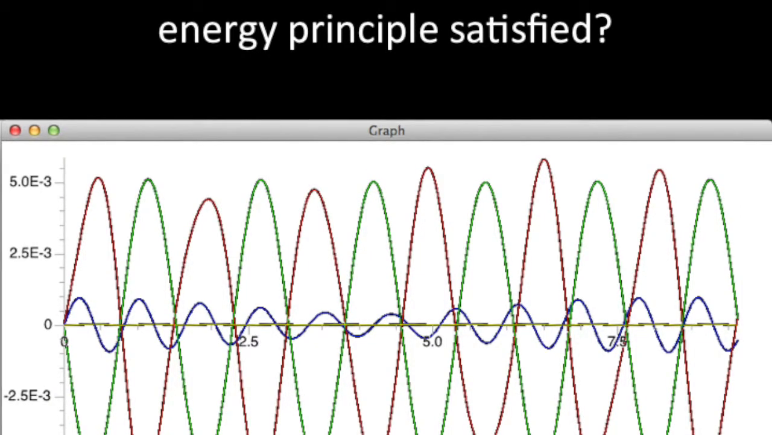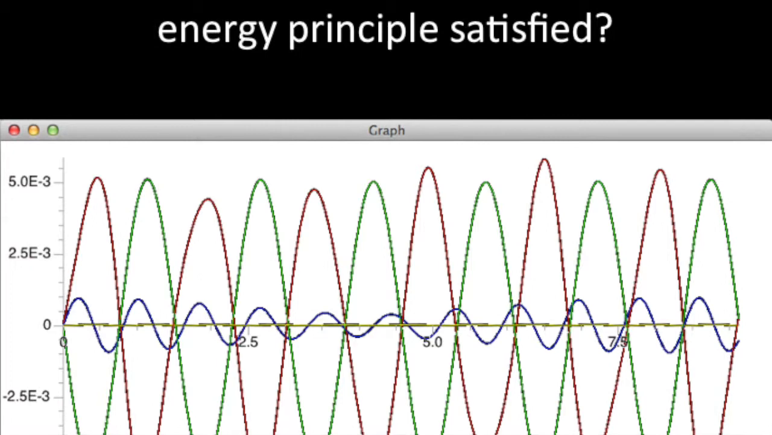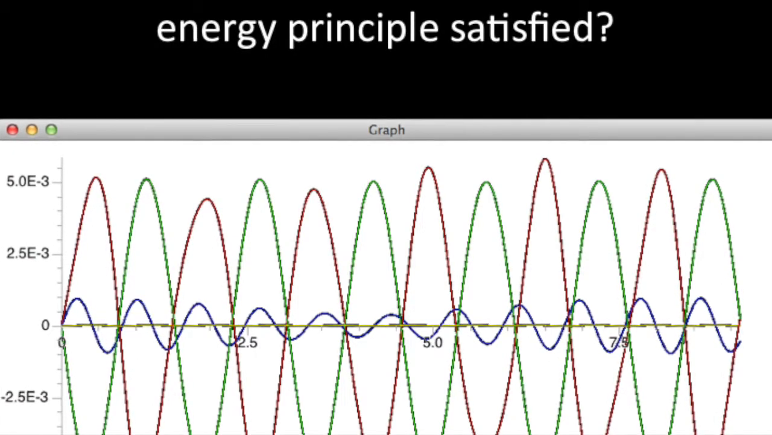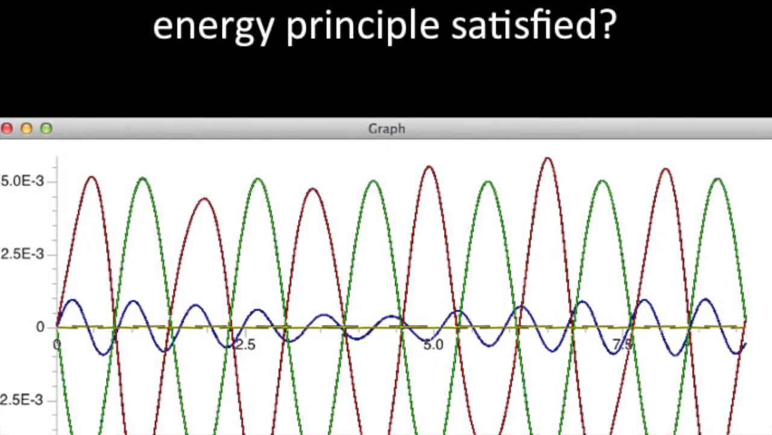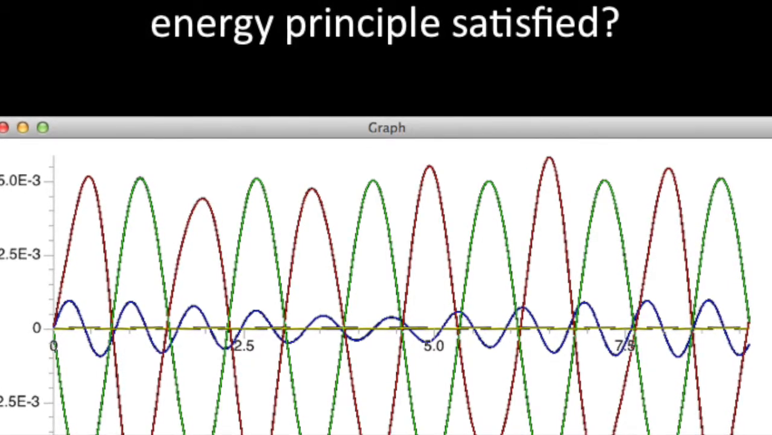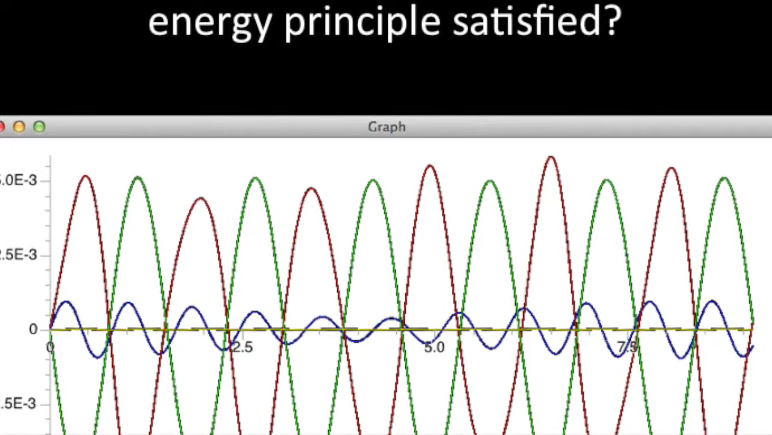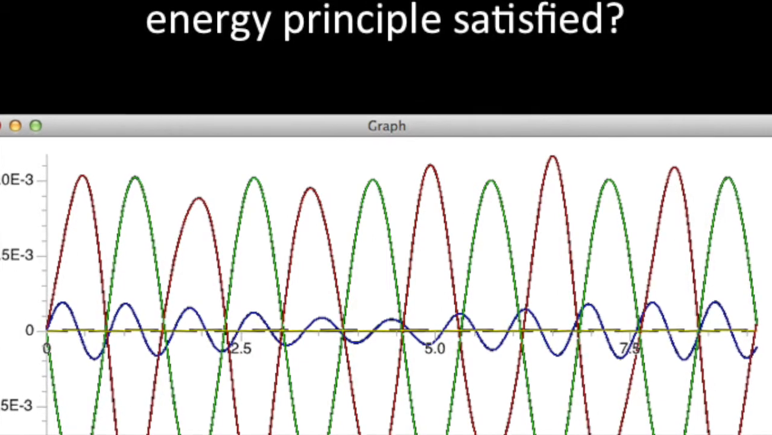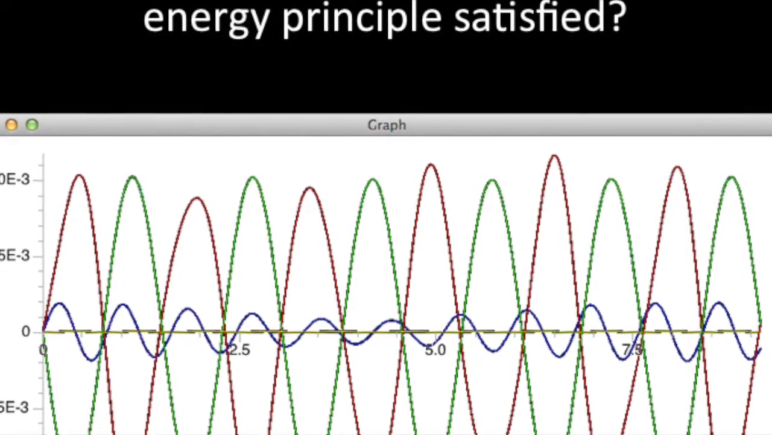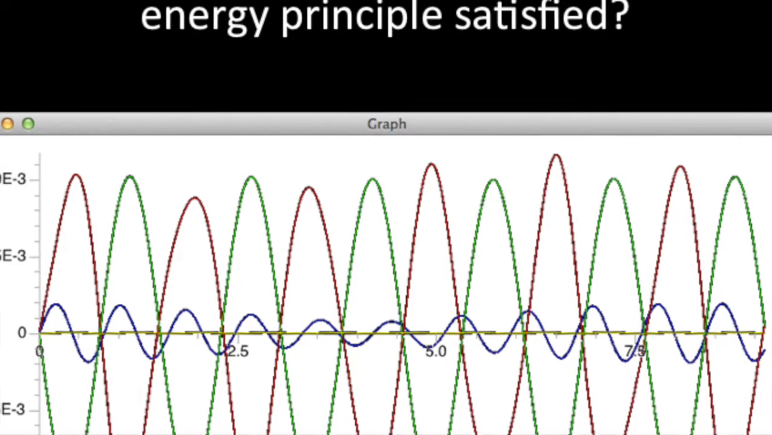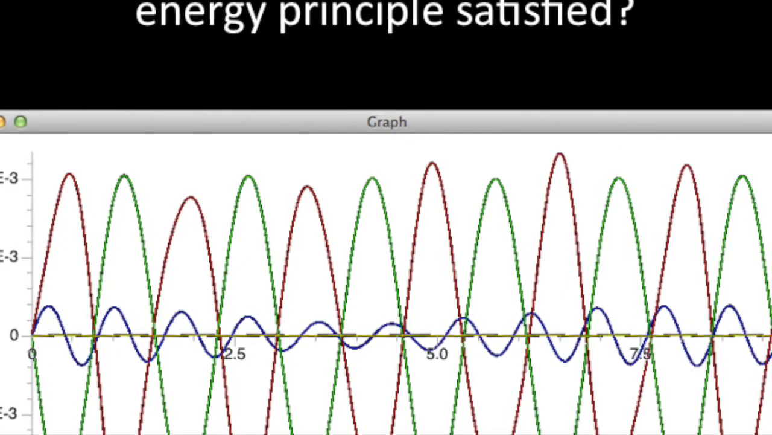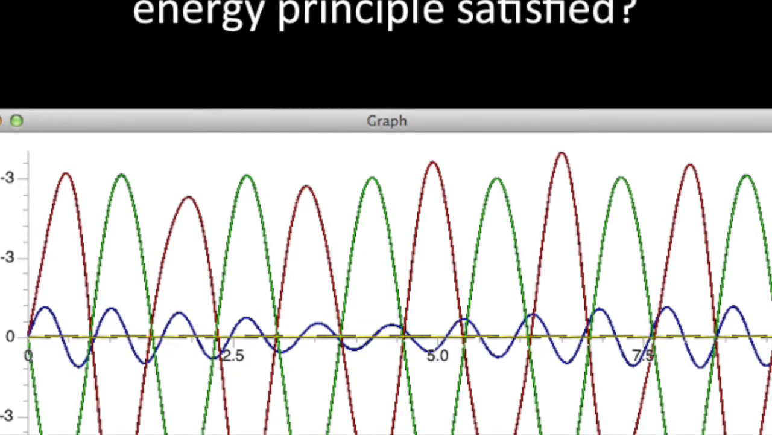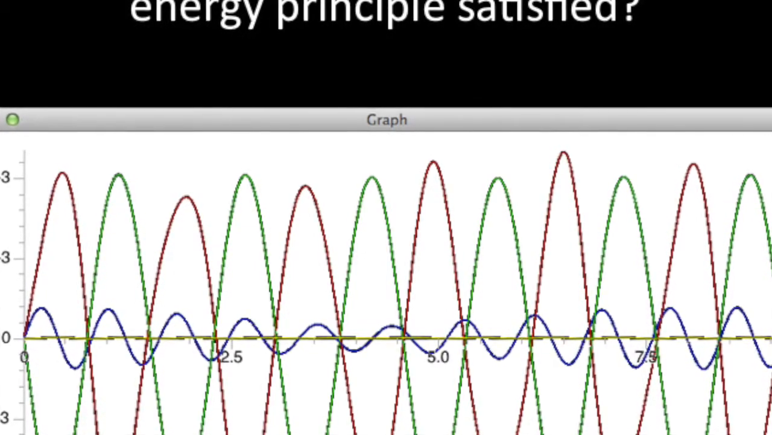So for the what-if questions we have, is the energy principle satisfied? We look at the graph that we got by modeling our data. Here we have kinetic and potential energies modeled. In the middle, there's the yellow line that represents the total energy. Since the yellow line is a total of all the energies, and it stays near 0, we can say that the energy principle is satisfied because there is no energy entering or leaving the system.